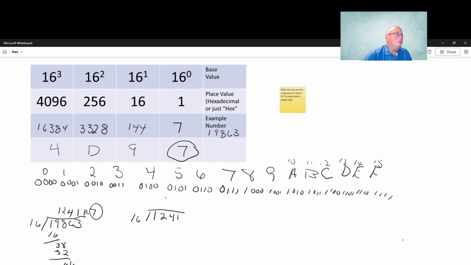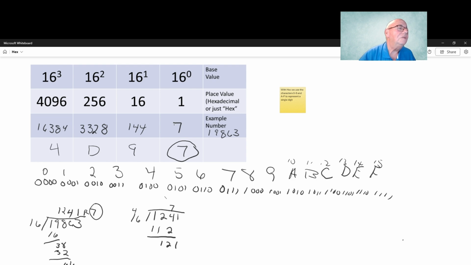16 does not go into 12, but it does go into 124. Let's see. How many times? Looks like maybe 7. 7 times 6 is 42. Put down the 2, carry the 4. 7 times 1 is 7, plus 4 is 11. Which leaves us 12, which means 7 was a good guess. More of an estimate than a guess. And we'll carry down the 1.